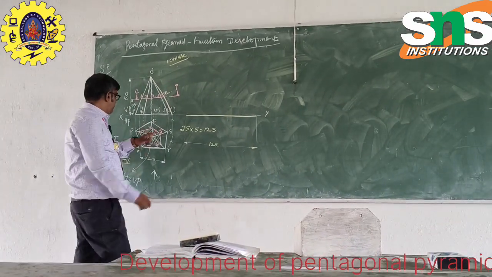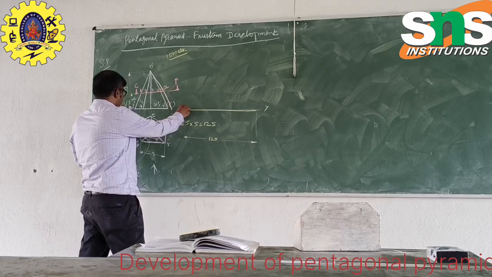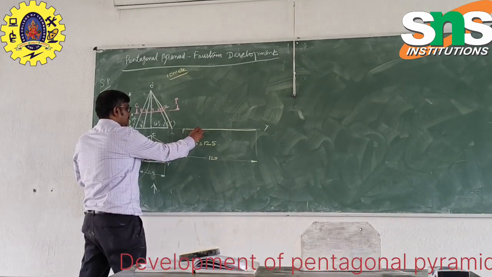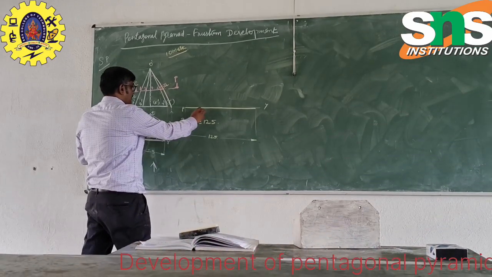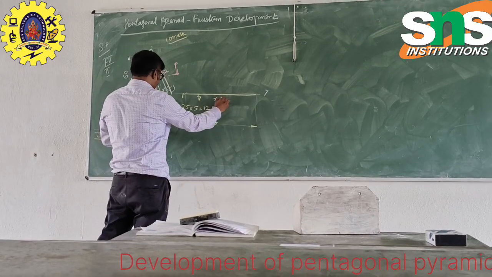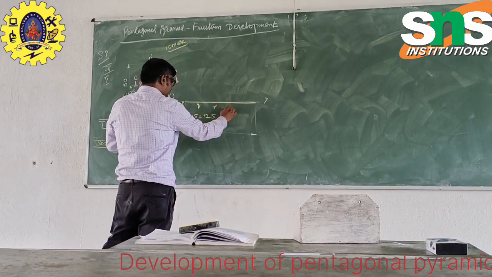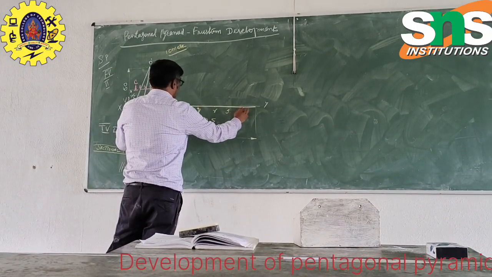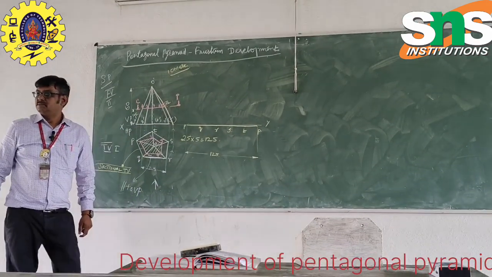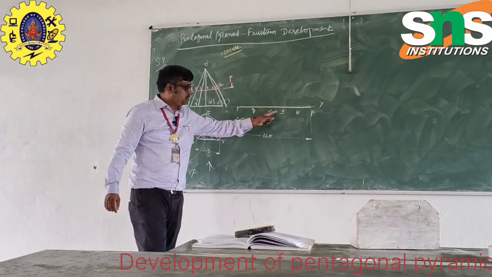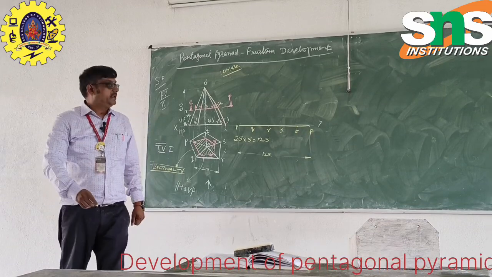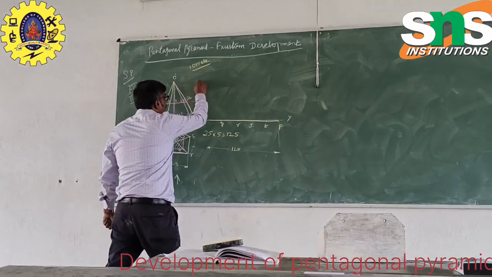So now this is the point P, right? P to Q is 25 millimeter. You have to measure 25. Q to R is 25, S is 25, T is 25, again P. It is a pentagon, 5 sides. So the height is up to this O.